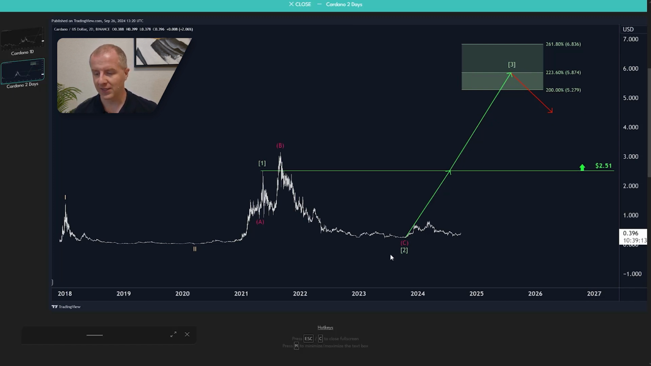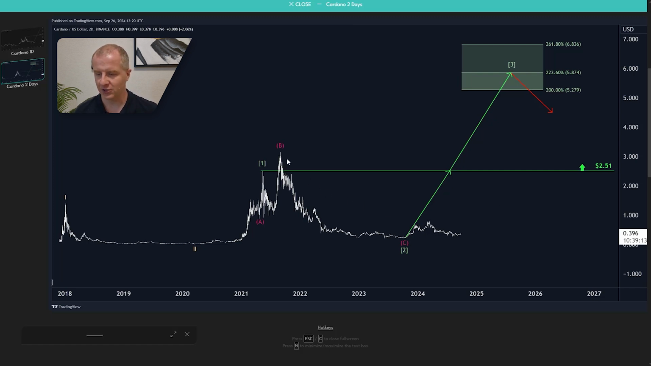Bear in mind that also this larger degree third wave consists of 5 waves. So it is all about the concept of waves within waves and the concept of fractals. So once we have wave 1 complete in the larger third wave, there should be a wave 2 corrective pullback, which would then form a higher low. So there is a lot of work required. It will take time and so on.